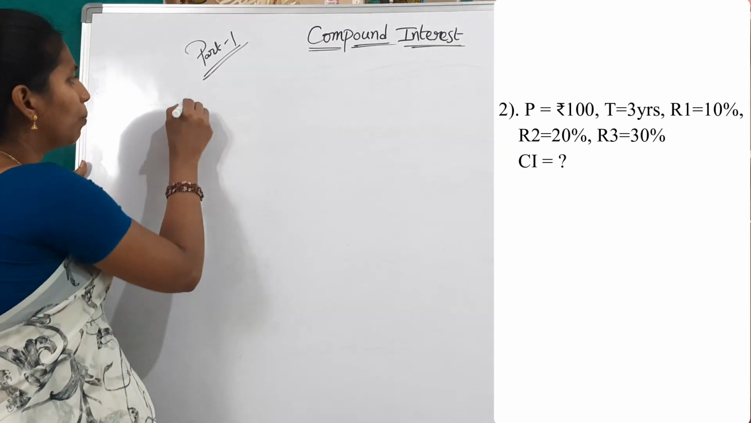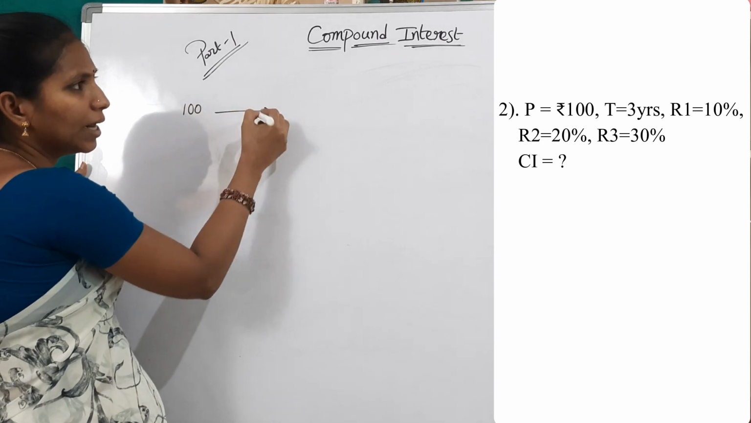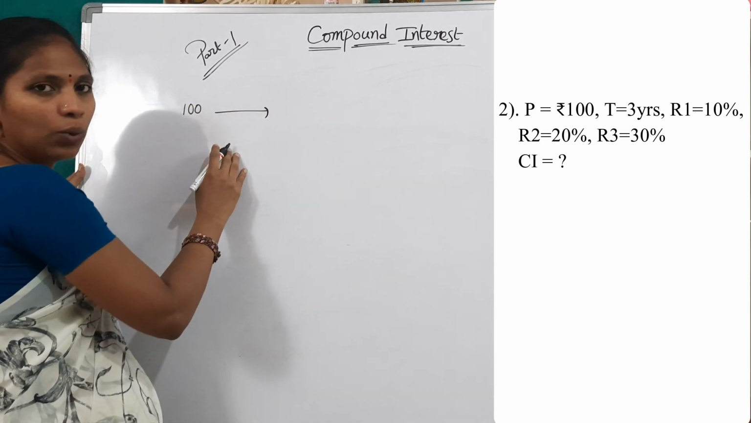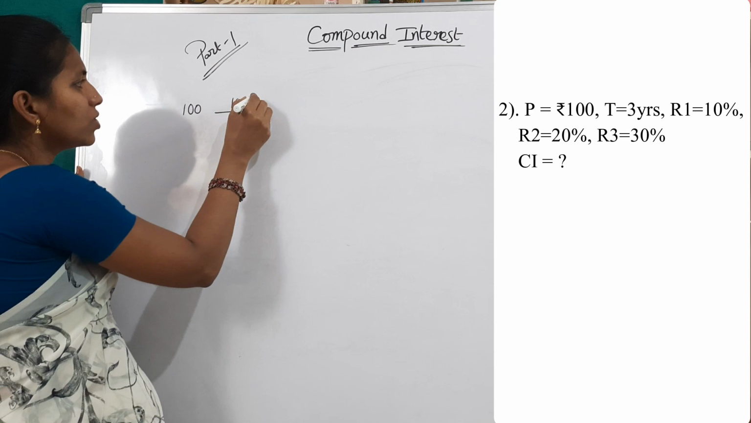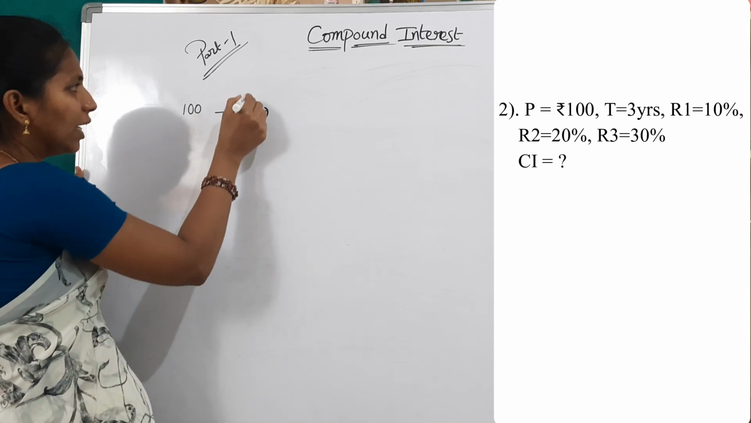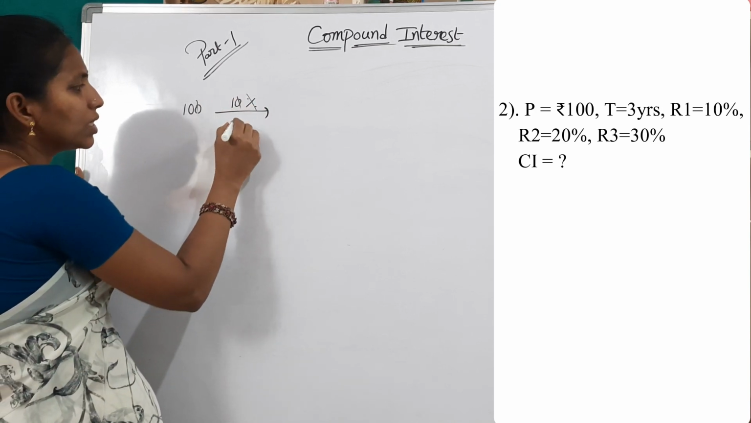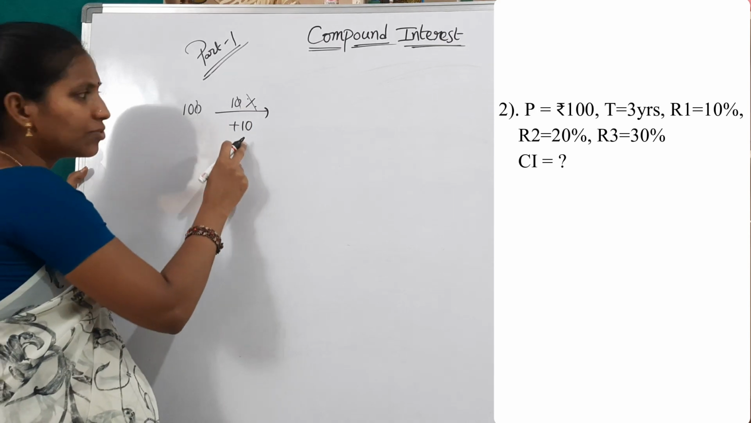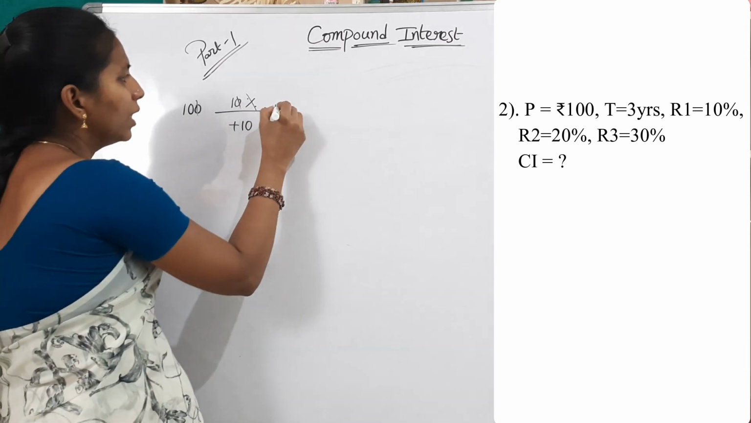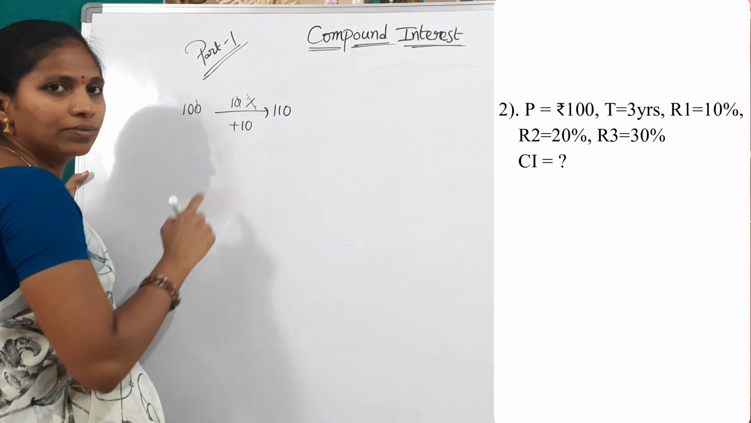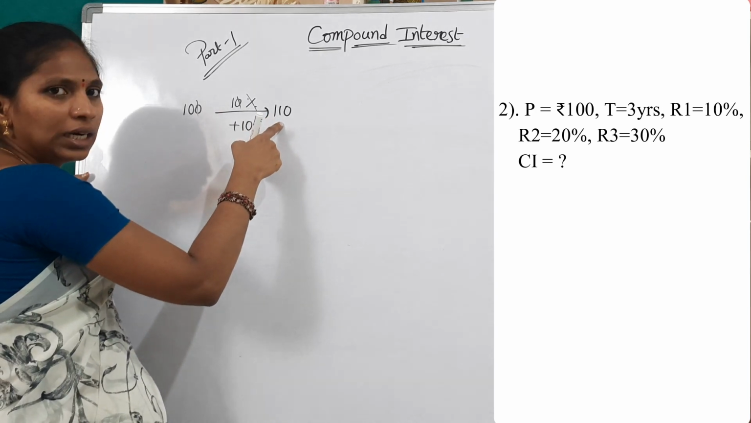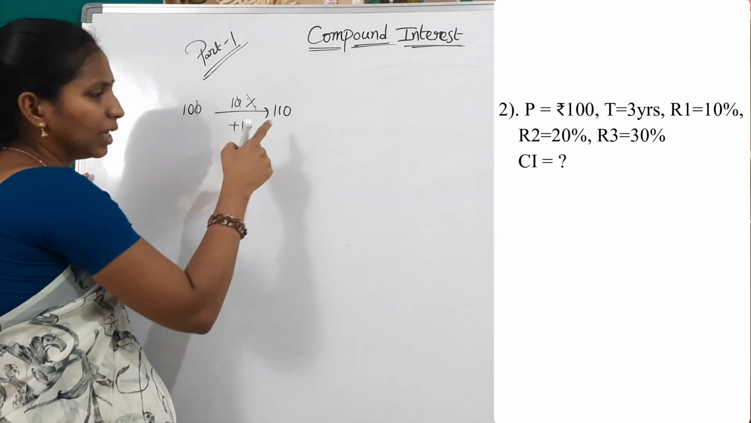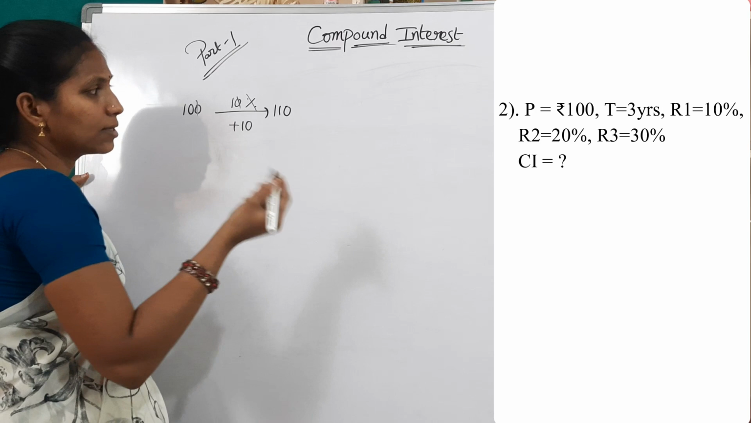Principal is 100 rupees. On this 100 rupees for first year, what is the percentage rate of interest? 10 percentage. Calculate 10%. Then what is the result? 10. Add this 10 rupees to this 100. Then 110 is the result. This is amount after 1 year. And this is the principal for the second year.